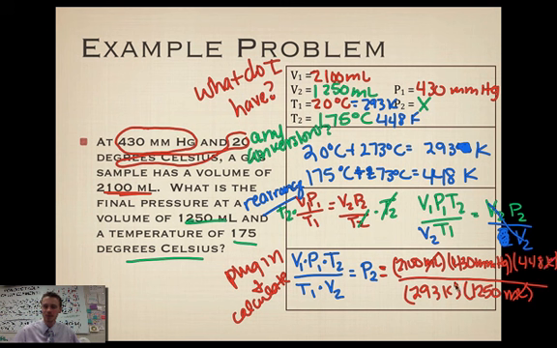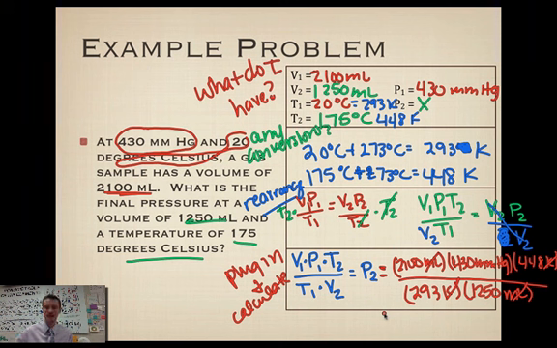My Kelvin cancels. I'm left with millimeters of mercury. That's kind of a hint that I'm left with the pressure, which is what I should have. So then I'm going to just do it in my calculator. So 2,100 times 430 times 448. And then I'm going to divide that by whatever 293 times 1250 is.